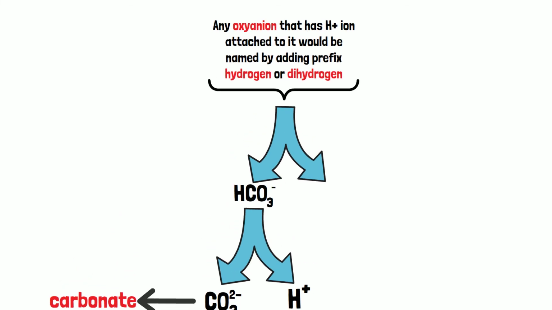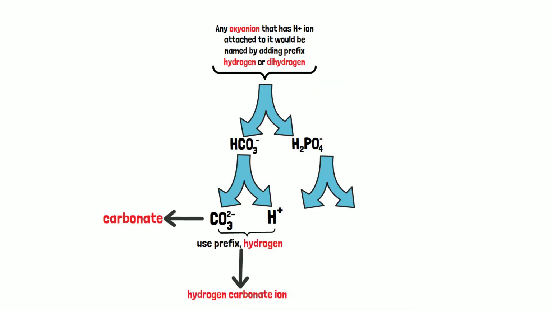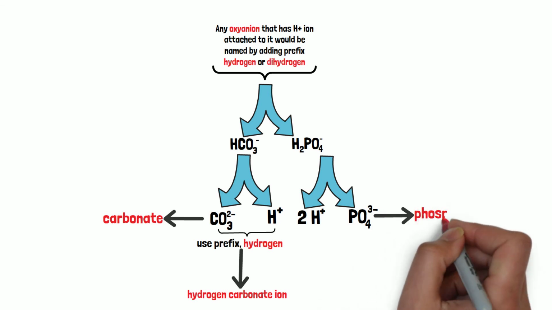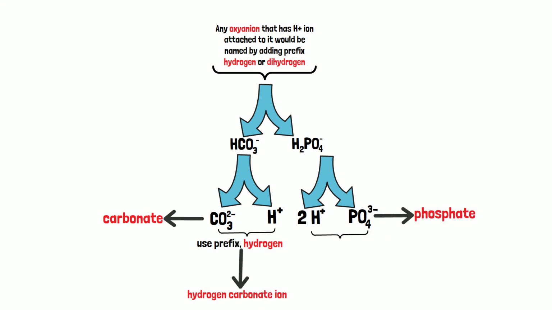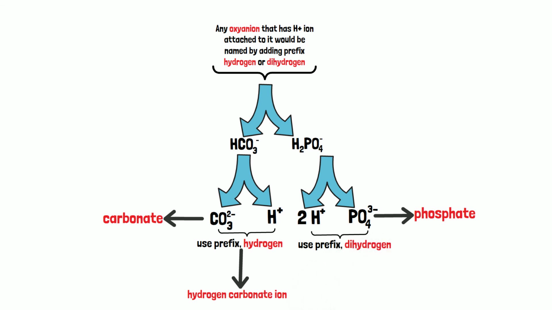Next, we have H2PO4-, which is a polyatomic ion made up of oxyanion PO4 3- and 2 H+ ions. Thus, the polyatomic ion is named by adding the prefix dihydrogen, which indicates the presence of 2 hydrogen atoms. As a result, the name of the polyatomic ion H2PO4- is known as dihydrogen phosphate.